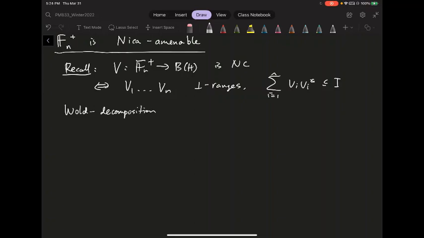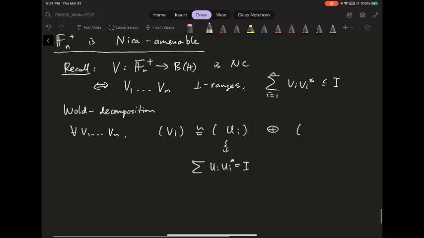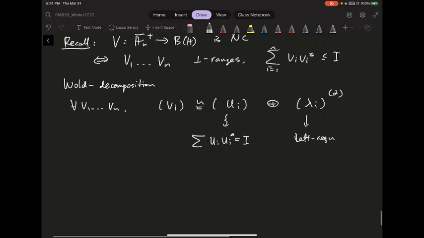The idea is that for every V1 up to Vn, suppose the sum of the range projections is less than or equal to the identity. Then the Vi will decompose as a unitary part, well, not exactly a unitary operator, what I mean is that the UiUi star will sum up to the identity, direct sum the left regular part. This is the left regular representation, and of course you may have some multiplicity of the left regular part, the same as in the single operator case. So this is a kind of multivariable Wold decomposition for these isometries.